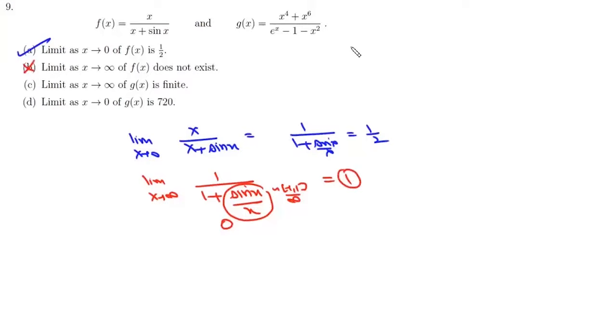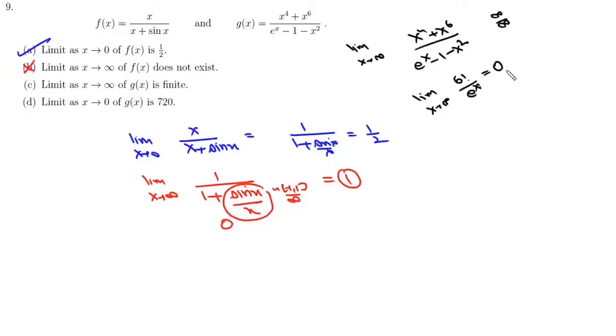If we take this limit as x tends to infinity of (x to the power 4 plus x to the power 6) upon (e to the power x minus 1 minus x square), it is an infinity upon infinity form. Now if we keep using L'Hopital's rule, then we can write this as the limit as x tends to infinity of factorial 6 upon e to the power x. Now e to the power infinity is infinity. So anything finite upon infinite will be 0.